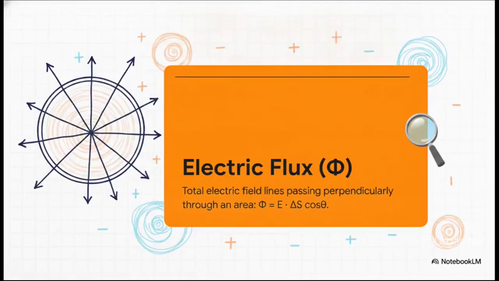To work with these massive charge distributions, we need a brand new concept, electric flux, represented by the Greek letter phi. Now, let's be clear, flux isn't some physical liquid flowing through a hoop. Actually, scratch that. It's more like a mathematical measure of how strongly the electric field pierces a specific given area. The formula shows that it depends on three things: the strength of the field E, the size of the area, and, crucially, the angle at which those field lines hit the surface.